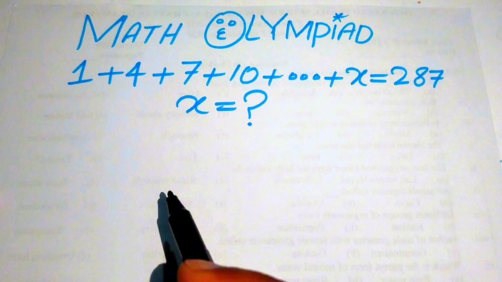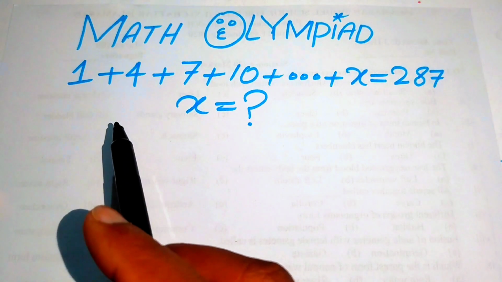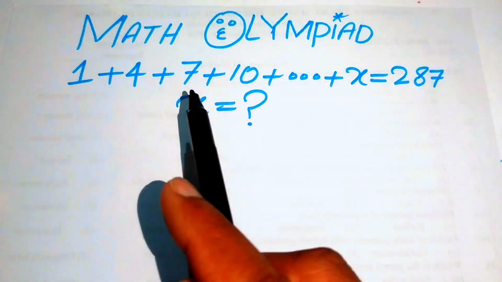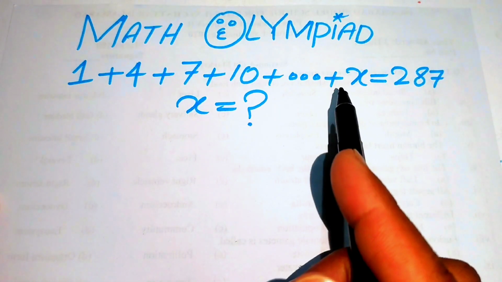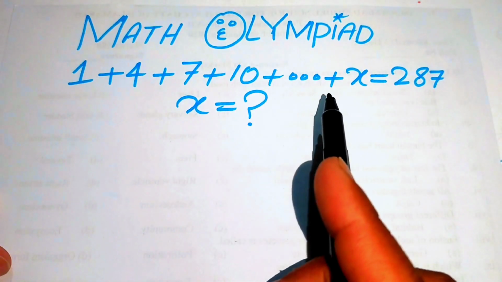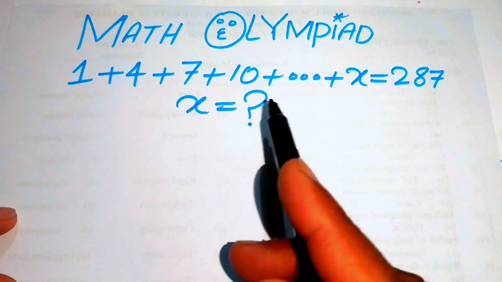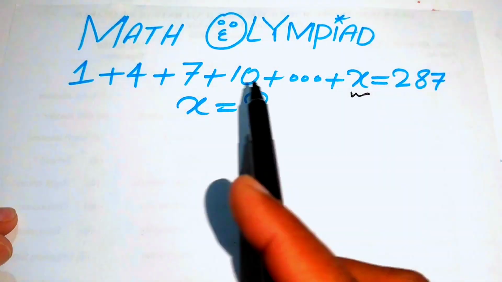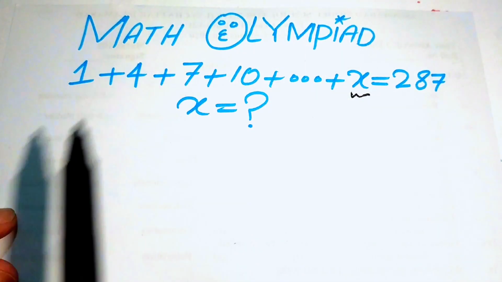In this video, we are going to solve this nice math algebra problem, and here we have an arithmetic progression in which 1 plus 4 plus 7 plus 10 and so on up to x, the sum of the x terms, equals 287. So here we find the value of this x. It means that we find the value of the xth term of this series.